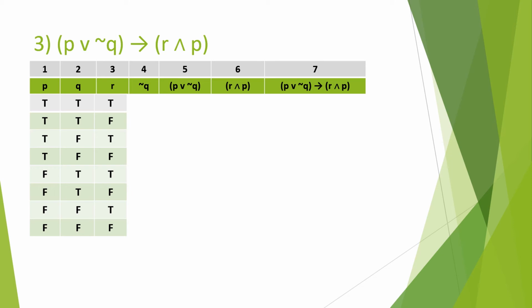Fourth column is column of negation Q. Consider column of Q, that is second column. Interchange T and F, so negation Q is FF, TT, FF, TT.